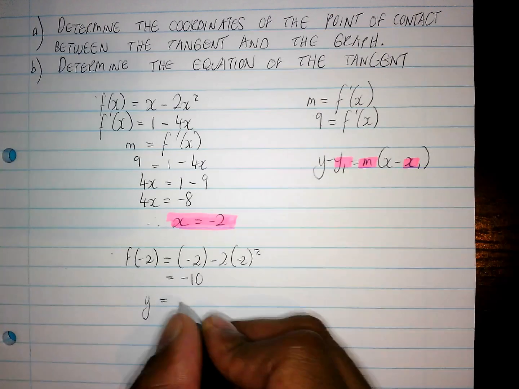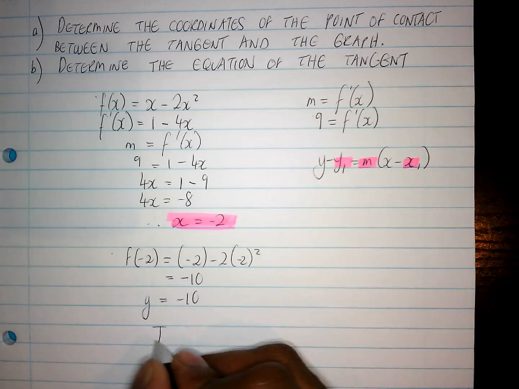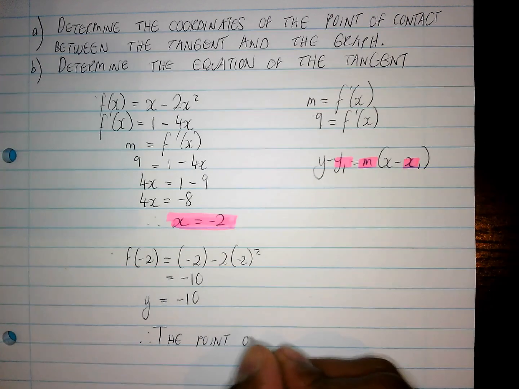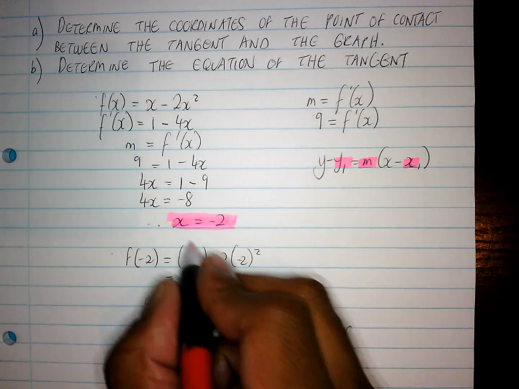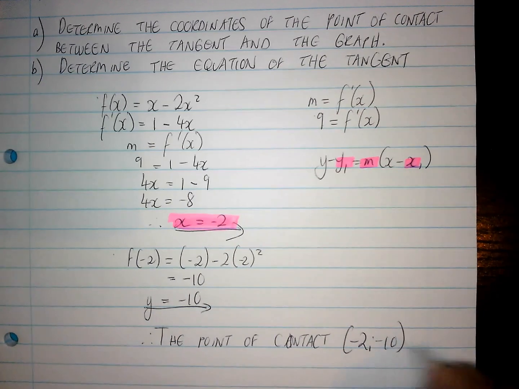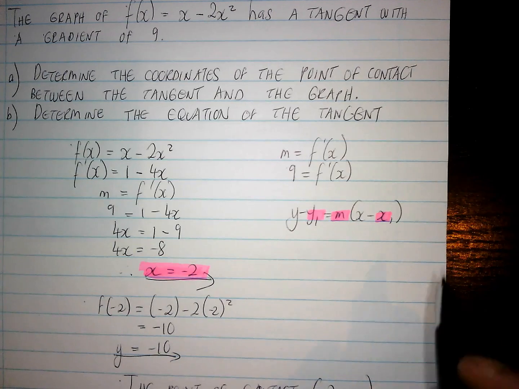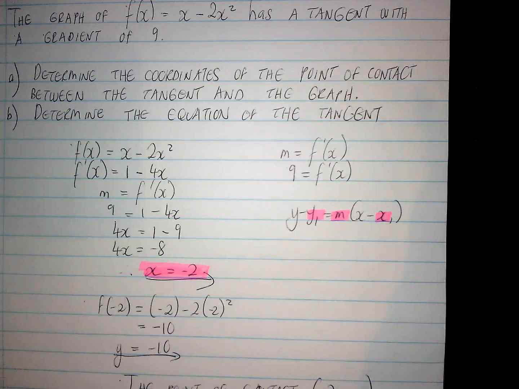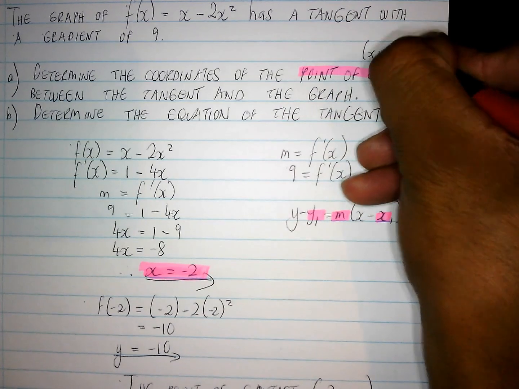So it means that the point of contact is going to be the x value, which is minus 2, and the y value, which is minus 10, right? So remember, point of contact is basically talking about the x and y value. So let me just highlight it. Point of contact, this is x1, y1. So we have to find x1 and y1.